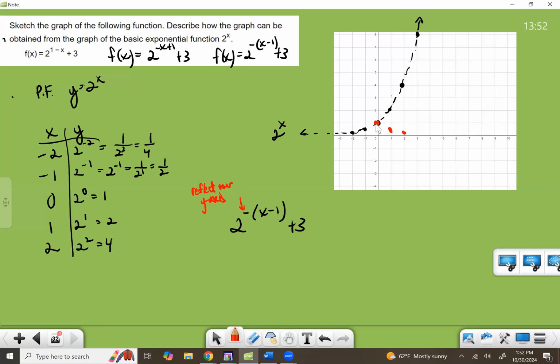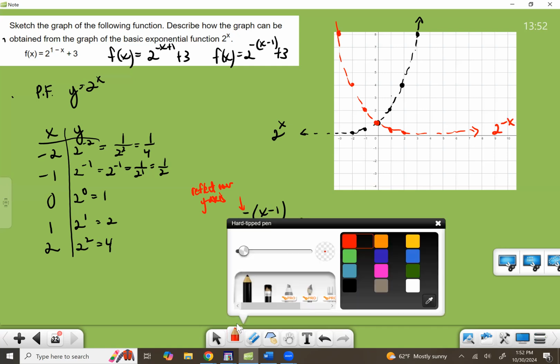So I'm going to take all of my points and I'm just going to reflect them. This will stay here. This one will go over here. This one will go here. This one will go here. So this is going to be our graph of -2 to the x. I'm just kidding. That's our graph. Sorry, guys. That's our graph of 2 to the -x.